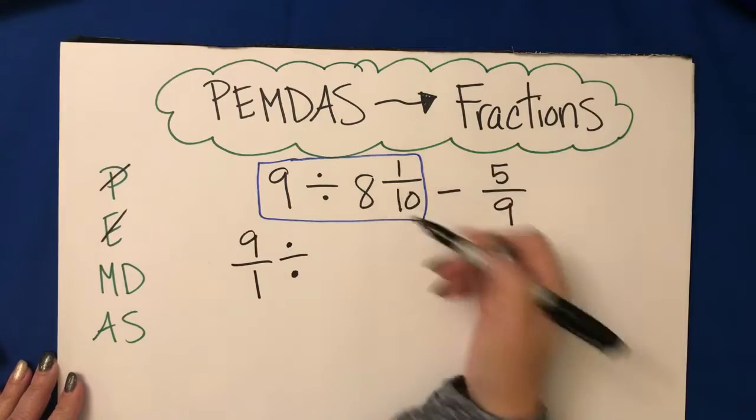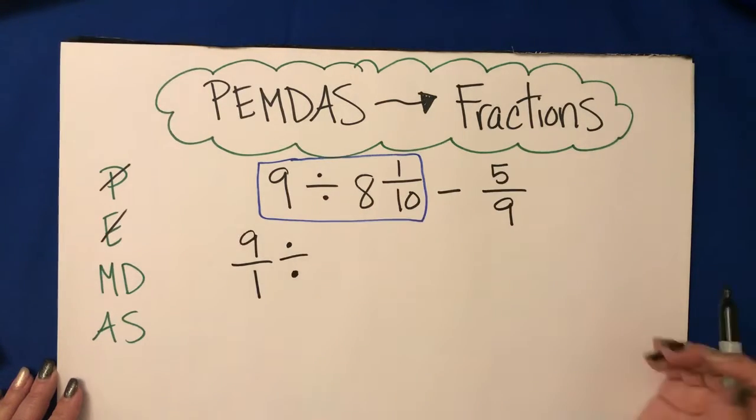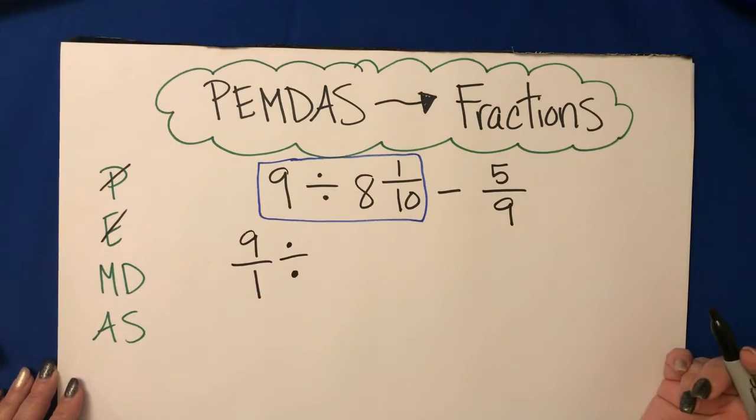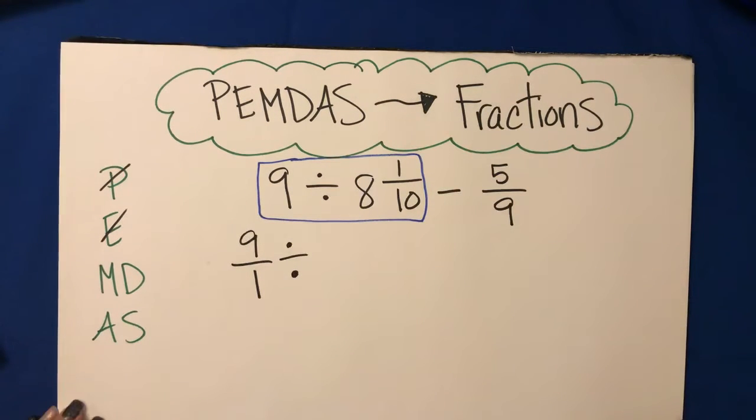Well, let's go ahead with this and convert it. So instead of just copying that down here, I can save a step. And let's turn this into an improper fraction so it's all set up and ready to go.